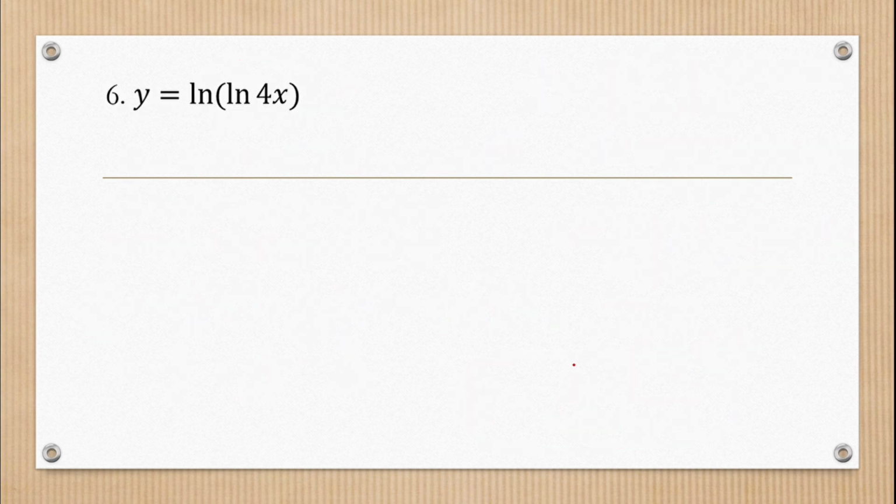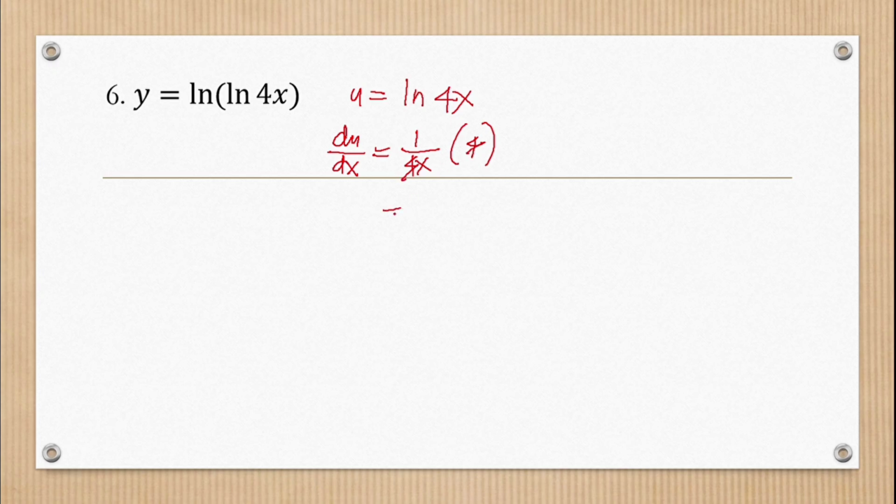Okay, so we are now in number 6. In number 6, we have the problem y is equal to ln of ln 4x. So first we're going to find our u. Our u is equal to ln of 4x. Our du over dx is equal to 1 over 4x times 4. So cancel this part. So we have here 1 over 4. So du over dx is equal to 1 fourth. Very easy for this part.